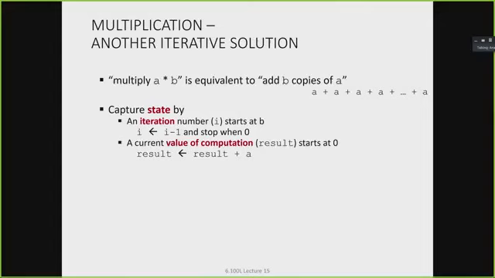Now let's think about another iterative solution. Instead of keeping a loop variable that goes from 0 all the way up to b, or what was my loop variable? n, I think.